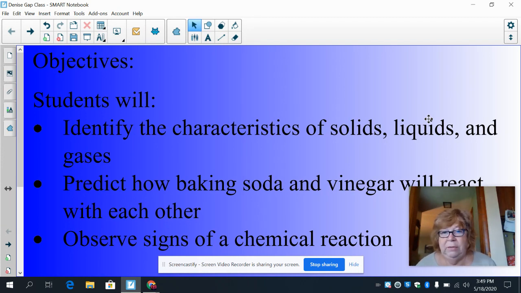Reactants and a product. Tomorrow we're going to do our experiment again about exploding baggies. I'll see you tomorrow, and don't forget about the movement of the molecules. We'll go over that also.